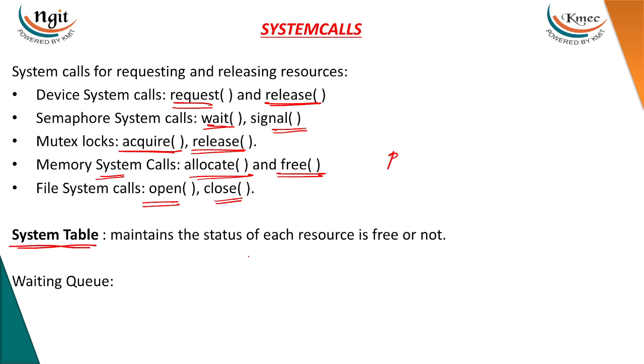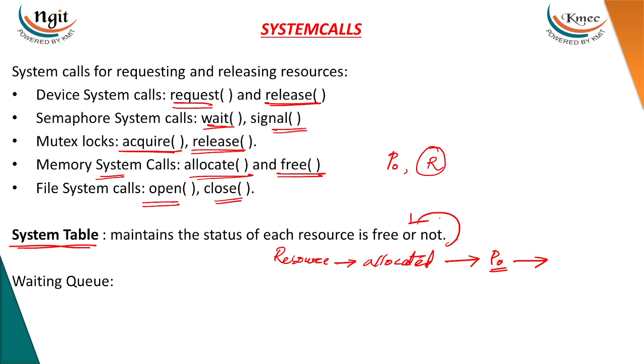So this particular system table maintains all the processes as well as resources: how many resources there are, how many instances of each resource there are, and whether a particular resource is available or not. If it is allocated, which process has been allocated that resource, and how many resources are allocated. Everything is maintained in the system table.